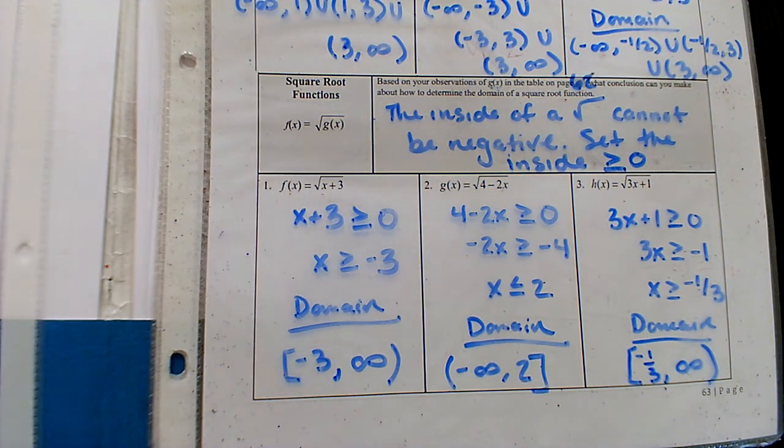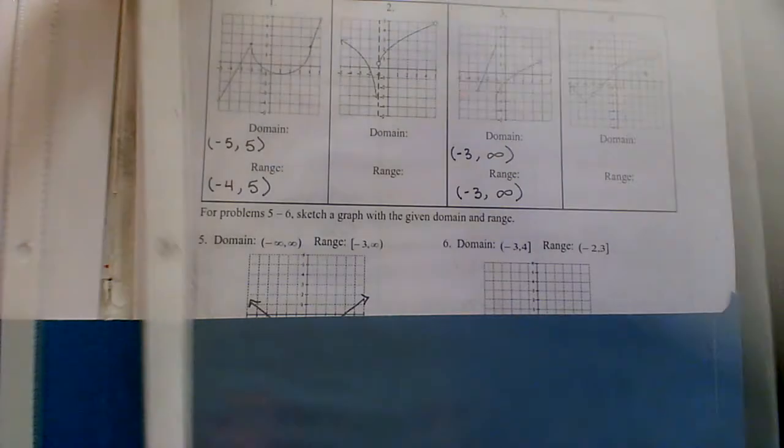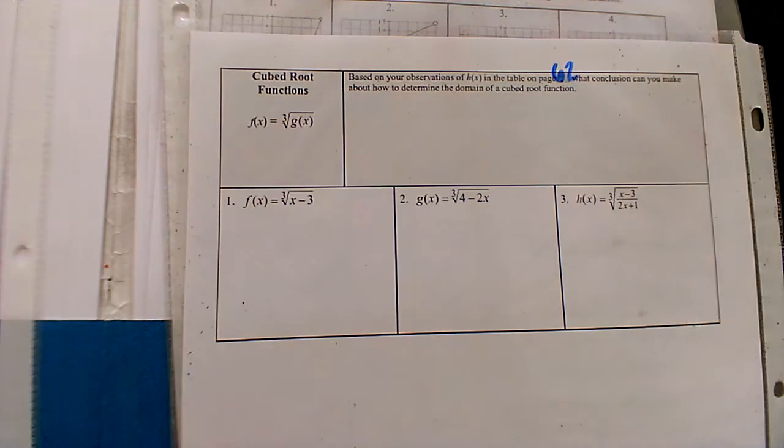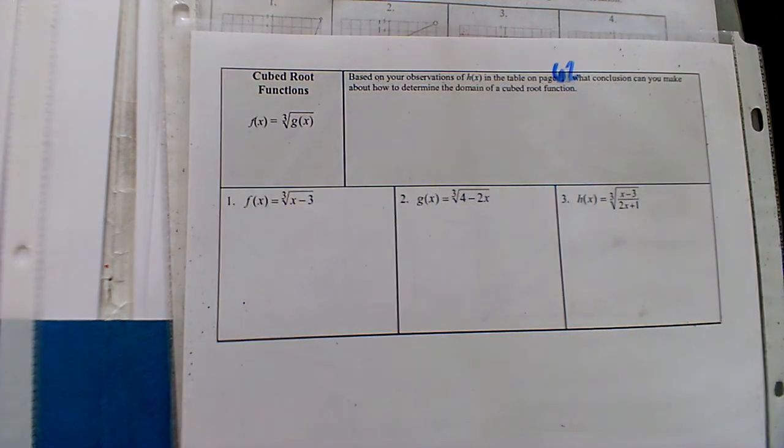If it's a square root, you got to check out the inside. Okay, you got to keep those kind of separate or straight. The last function we took a look at was that cubed root. Okay, so if you take a look on page 62, it turns out if we plugged in a negative, we still got an answer. If we plugged in a positive, we still got an answer.